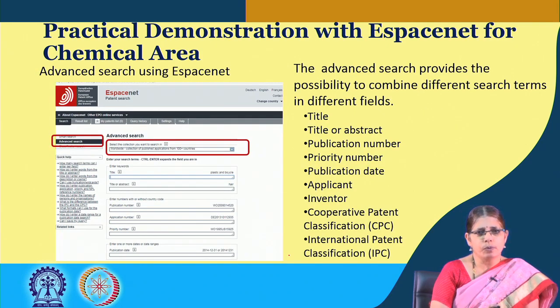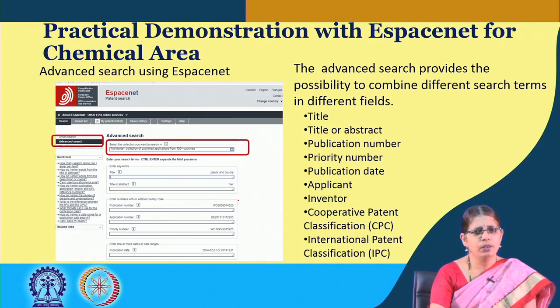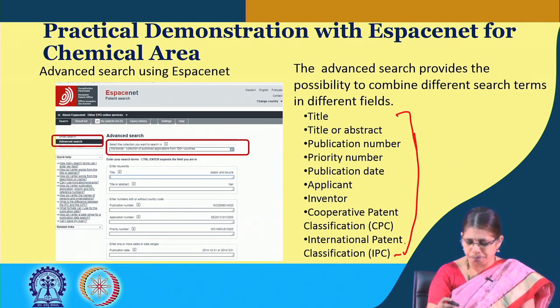There is also another option that is available at the eSpaceNet, which is the advanced search option. In the advanced search option, one can actually put in a whole lot of information, where one can search for specific category of fields and combine them in order to look at the search. So, what are the different fields that one can combine?